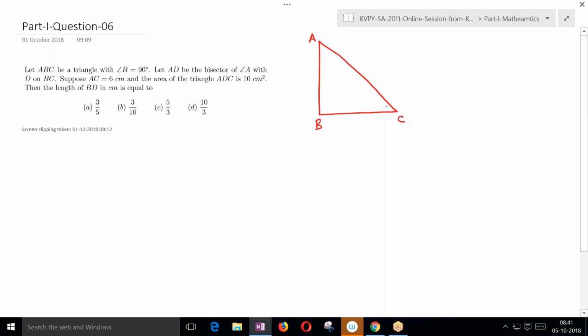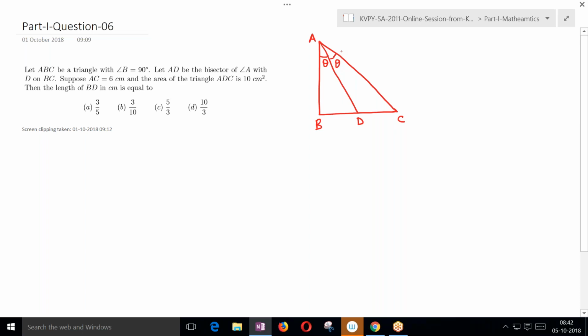and it is mentioned that AD is the bisector of angle A with D on BC. That means there is a bisector of the angle A, and D is on BC. That means if this angle is theta, then this angle is also theta. Correct.